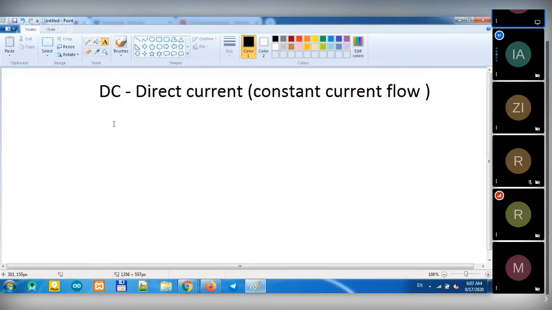DC means if you have a battery, for example, all the batteries work in DC, for you to understand. For example, your laptop charger works in DC. Normally it's 12 volt or 24 volt. This is a DC. It will not reduce or it will not go up. So it's constant current. Just imagine the batteries. Batteries work in DC.